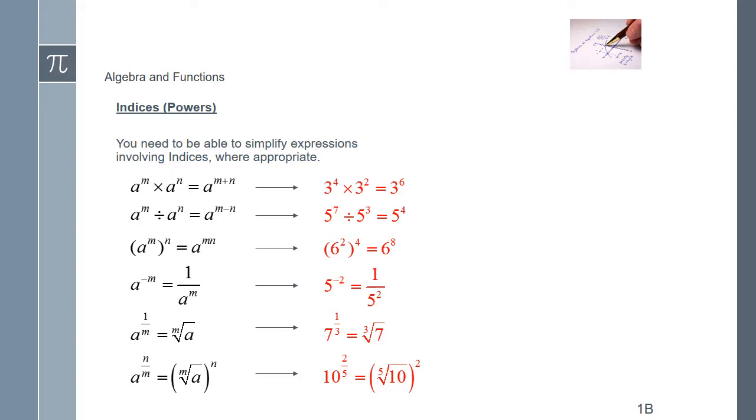We will need to use these rules not just with numbers, but later on in A-level maths with algebra, when we're trying to tidy the expressions up to be able to do things to them. So we have to be very, very familiar with these rules and quite able to use them easily.